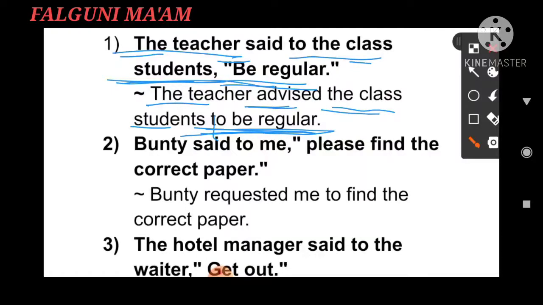Clear? Second one, "Bunty said to me, 'Please find the correct paper.'" So Bunty requested me. Why requested? Whenever you have the word please, that is, we are requesting someone.